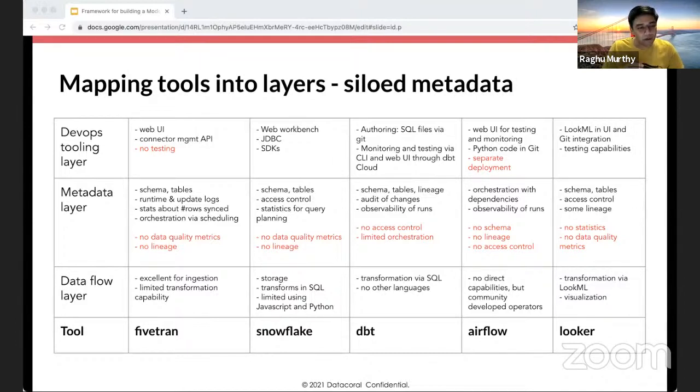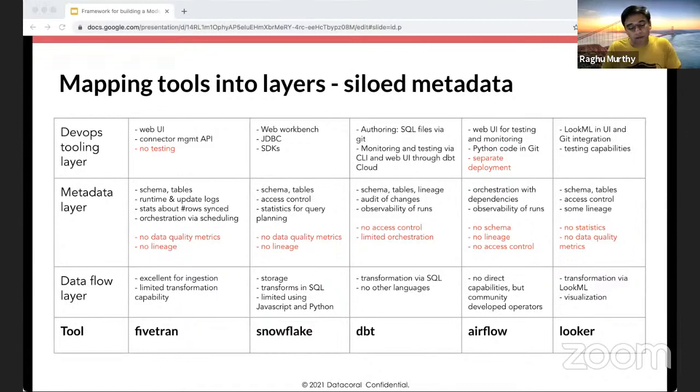And in terms of the DevOps tooling layer, it's mainly about configuration, right? So they have a web UI in which you can make changes to the configuration. All of that configuration is clearly sitting in their systems. And one of the things that you'll notice, and I'll keep coming back to this as well: if I'm changing configuration in Fivetran, no other tool really knows about it, because all of the configuration is actually sitting inside of Fivetran.